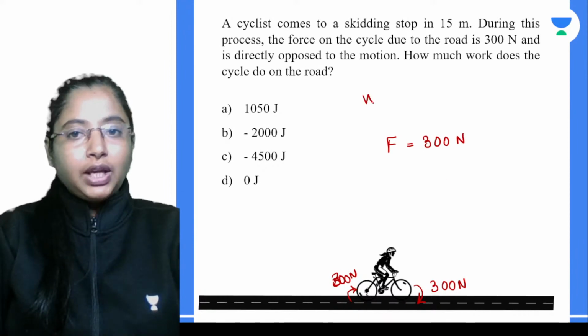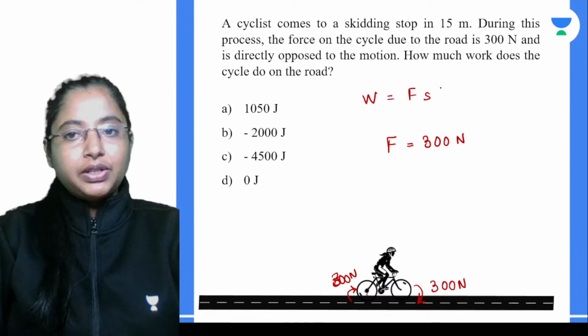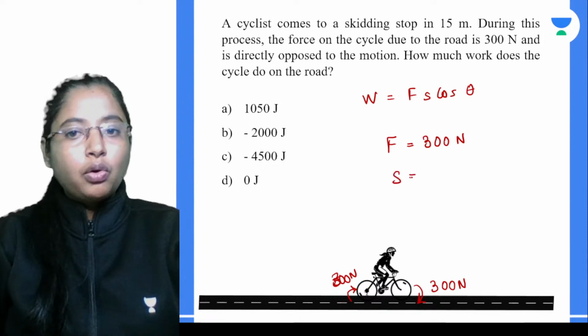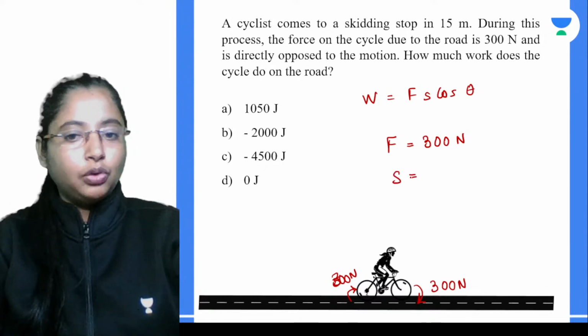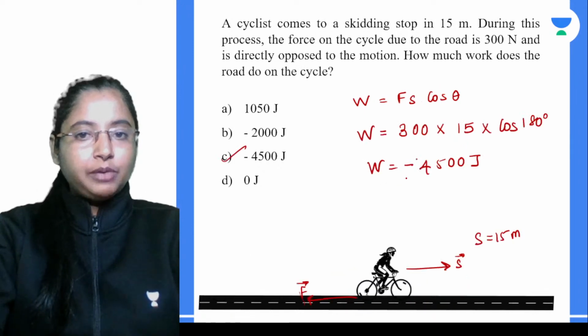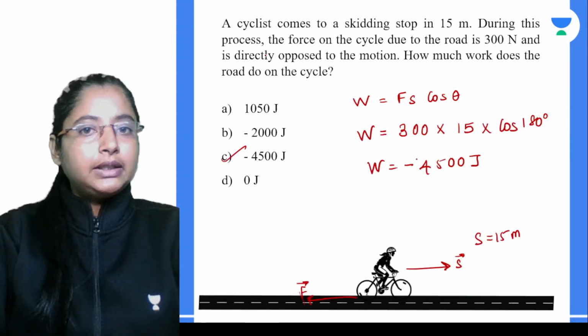So if you calculate, work done will be F s cos theta over here. But for this force applied, is the road going through any displacement? No. In the previous question, what we saw was the force on the cycle.